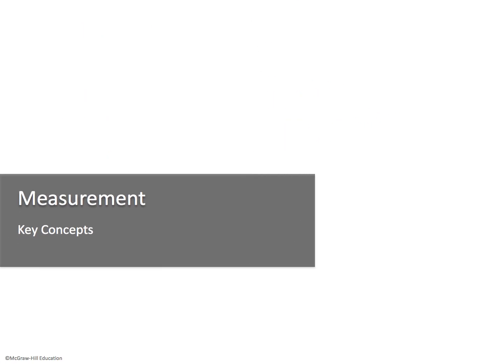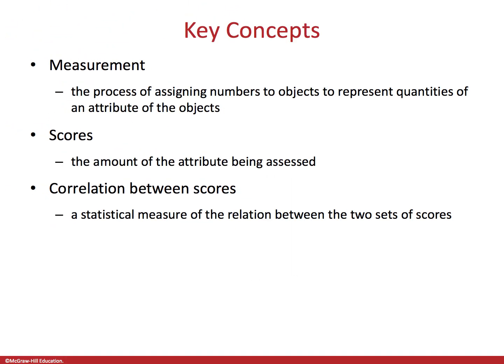Now we'll look at some key concepts of measurement. To review the terminology, measurement is substituting numbers for levels of an attribute. Scores are the numbers, and correlation is the relationship between two sets of scores.